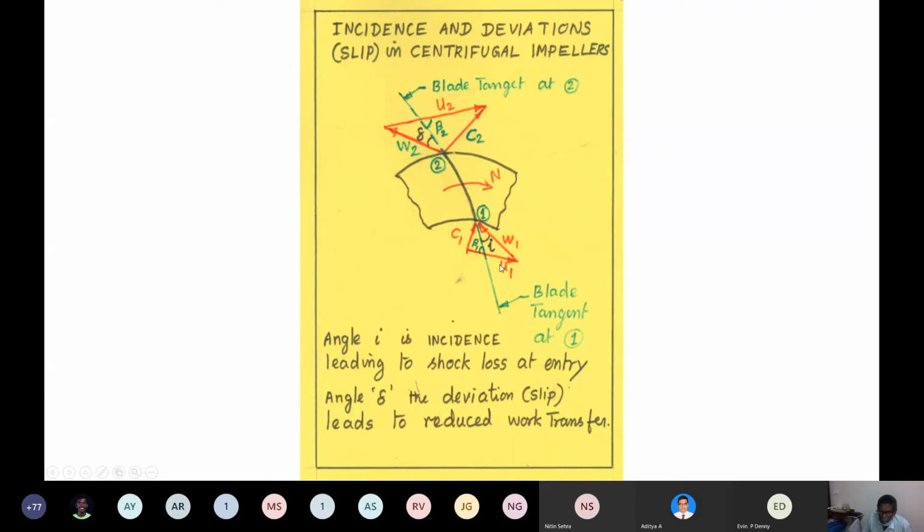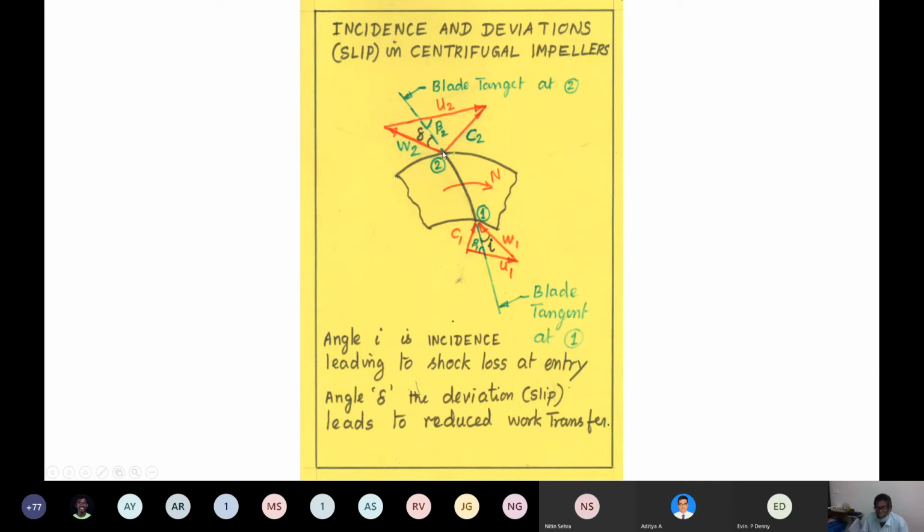Any such sudden things in the fluid flow will lead to losses, energy losses, hydraulic losses. In fluid mechanics, you would have studied the loss in sudden expansion in a flow pipe. If the cross section suddenly changes, you have some hydraulic loss, called the loss for sudden expansion. So here also there is a loss.